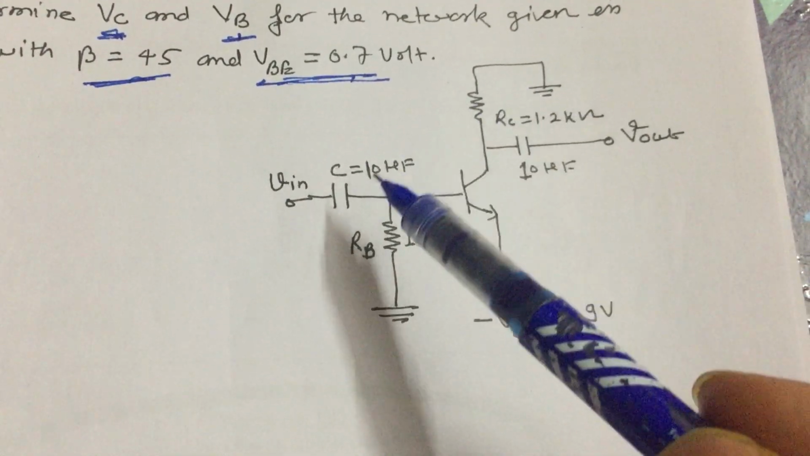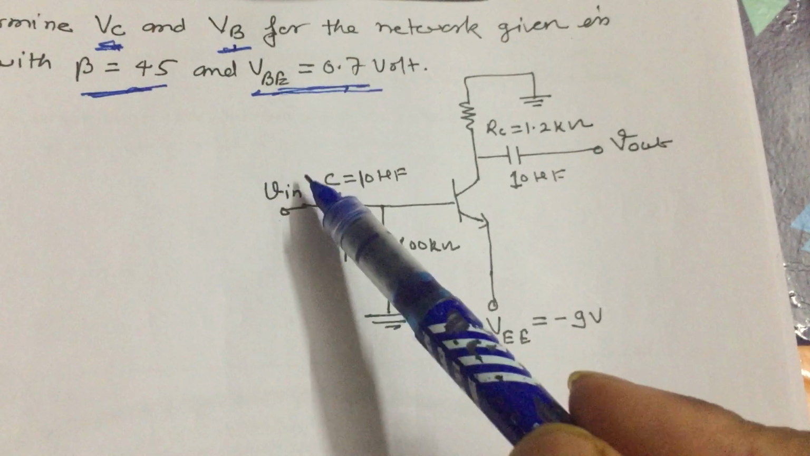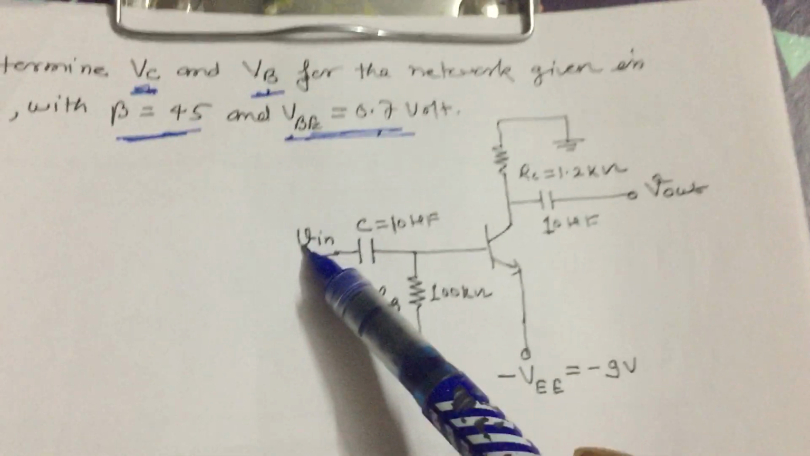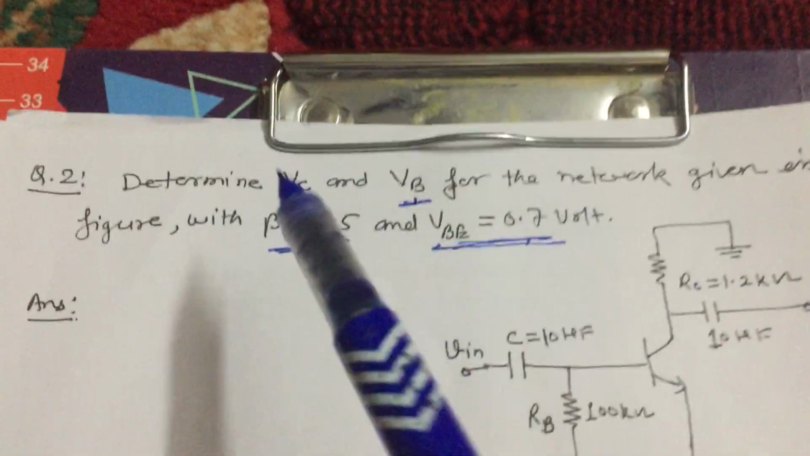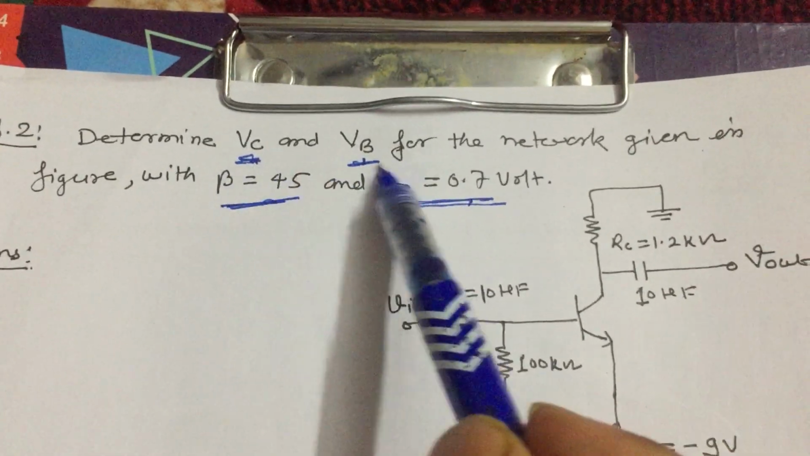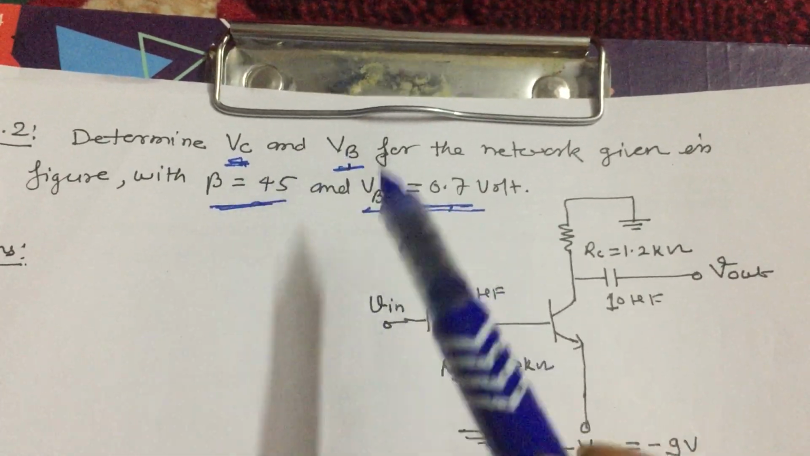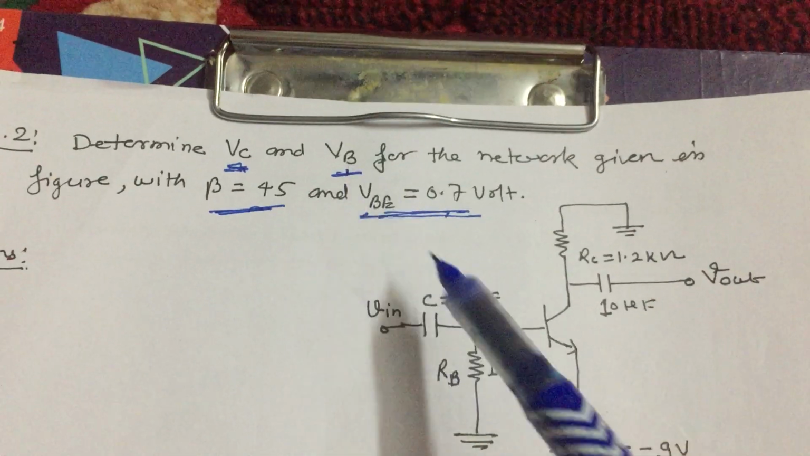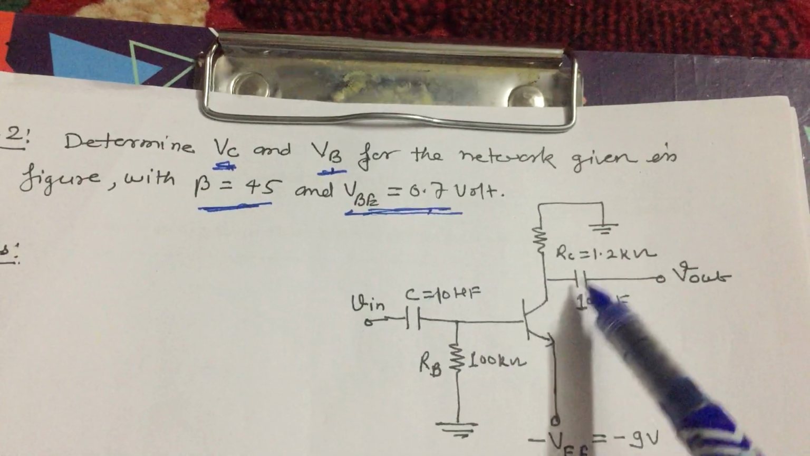Here is a capacitor and an input. This is small letter v in. This is the AC input. So we generally have to find the value of the DC current and DC voltage, VC. When we have to find the DC values, we make the AC value 0. So for DC analysis, the capacitor works as an open circuit. For DC, the capacitor works as an open circuit.